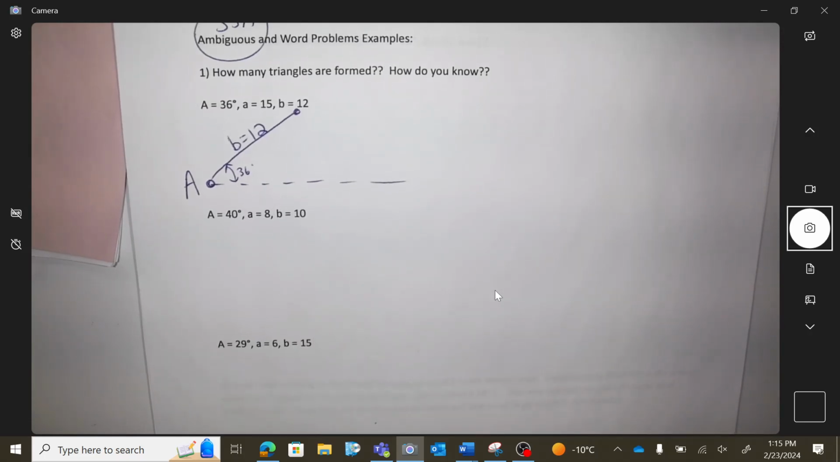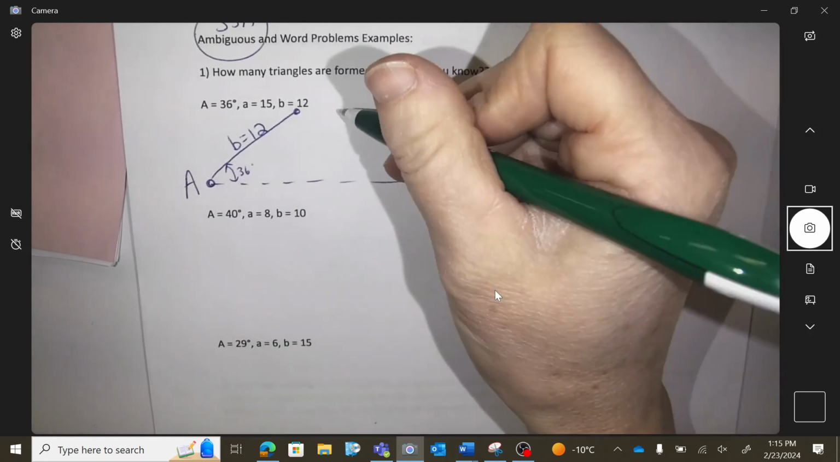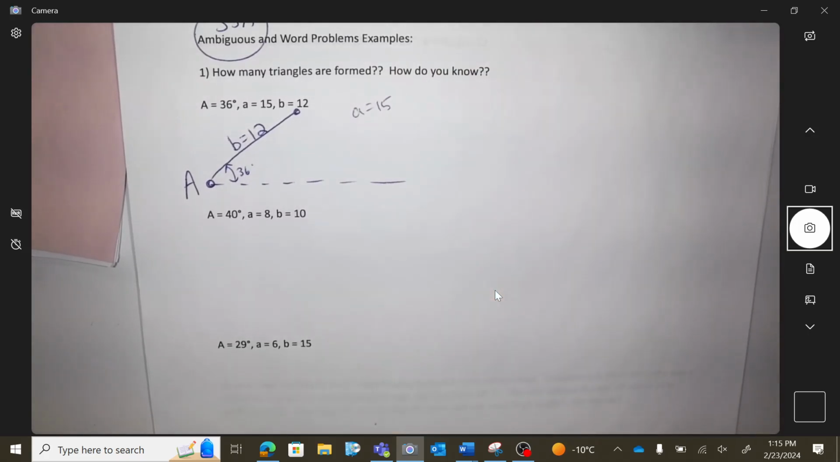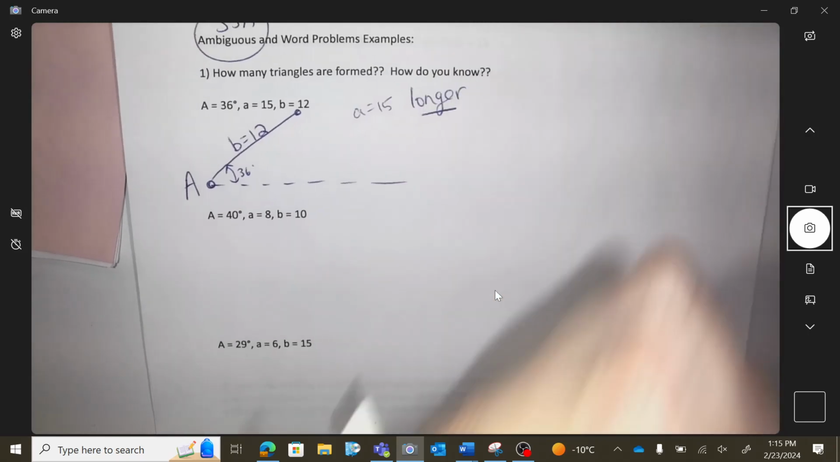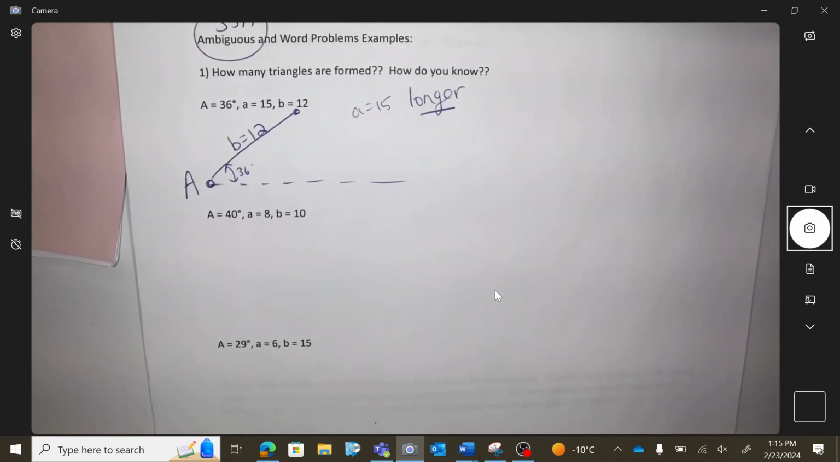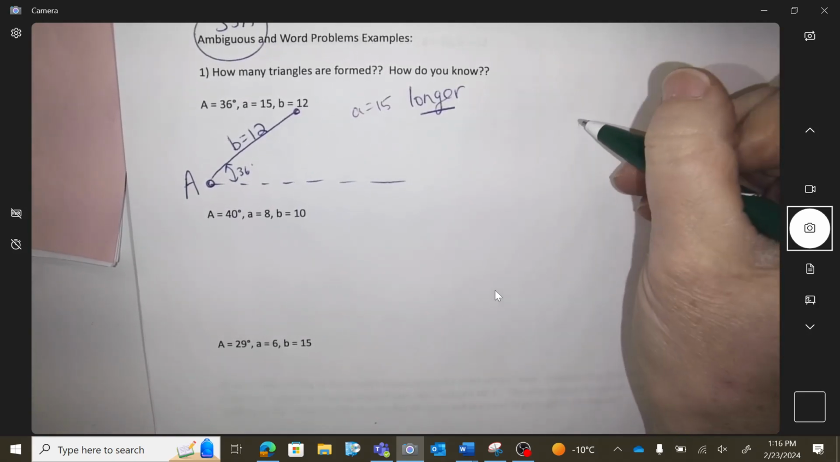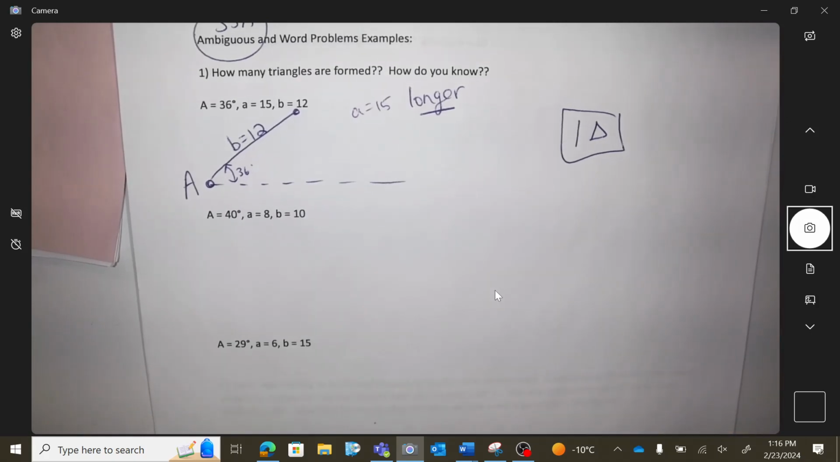Okay. Ready? What do you know about A of 15? What's the rule? The longer, shorter stuff, what do you know? It is longer. It's longer. So now what? How many triangles? Boom. Answer 1. As soon as it's longer, there's only one possibility.